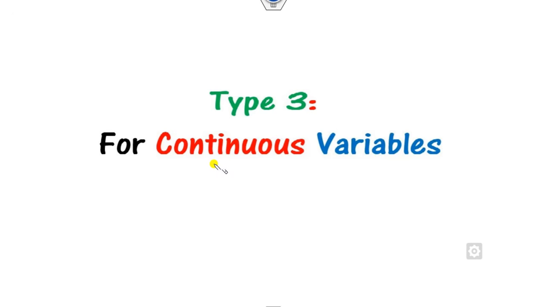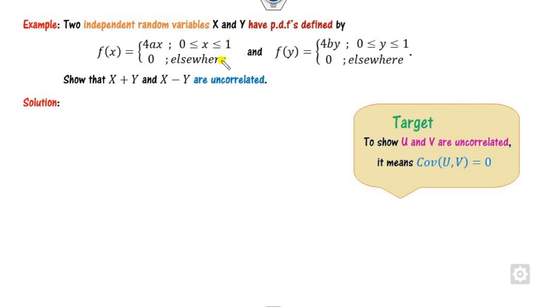Look at the third type, that is when you have continuous random variables. Again we will discuss three examples so that you are able to understand clearly. Two random variables having this PDF. You have to show that they are uncorrelated. If I consider this value as U and this value as V, then your target is to prove covariance is 0.